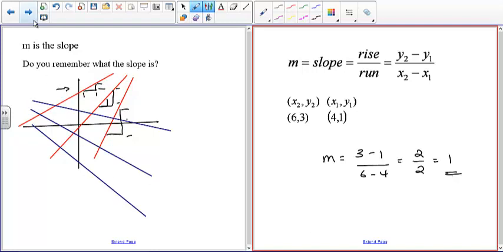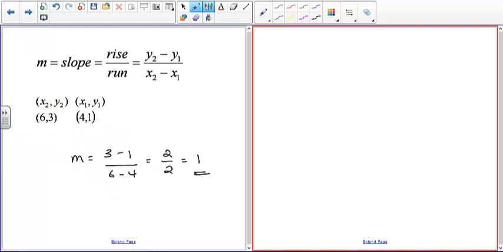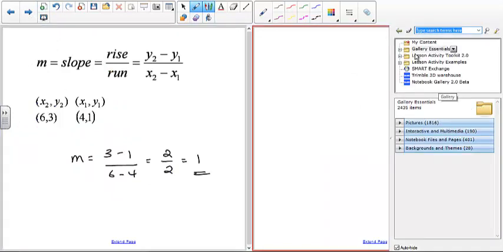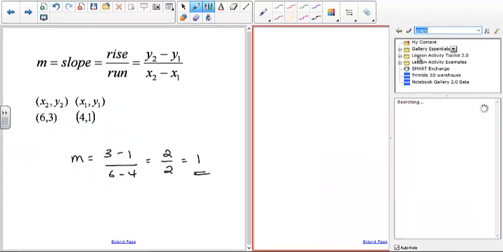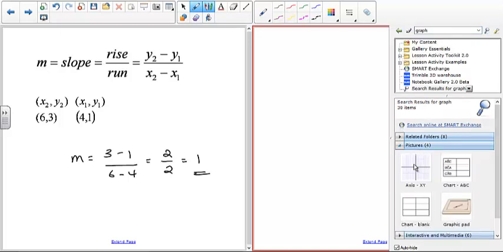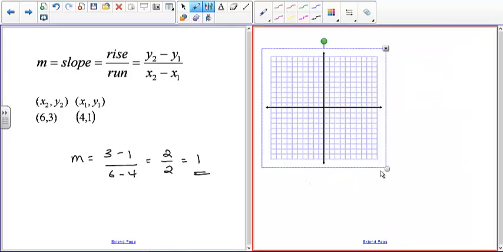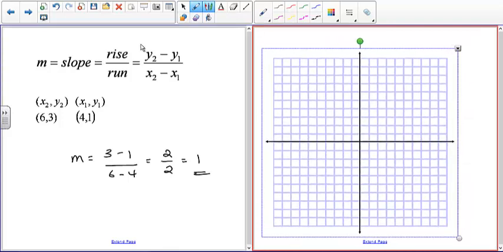And let's just put a piece of graph paper up there just to plot those 2 points and show you that it does have a slope of 1. So we're going to plot these 2 points. 6 comma 3, so 1, 2, 3, 4, 5, 6, 1, 2, 3. This is that point right there. 4 comma 1, so 1, 2, 3, 4 comma 1. So those are the 2 points. And you can see if we draw a line between those 2 points.